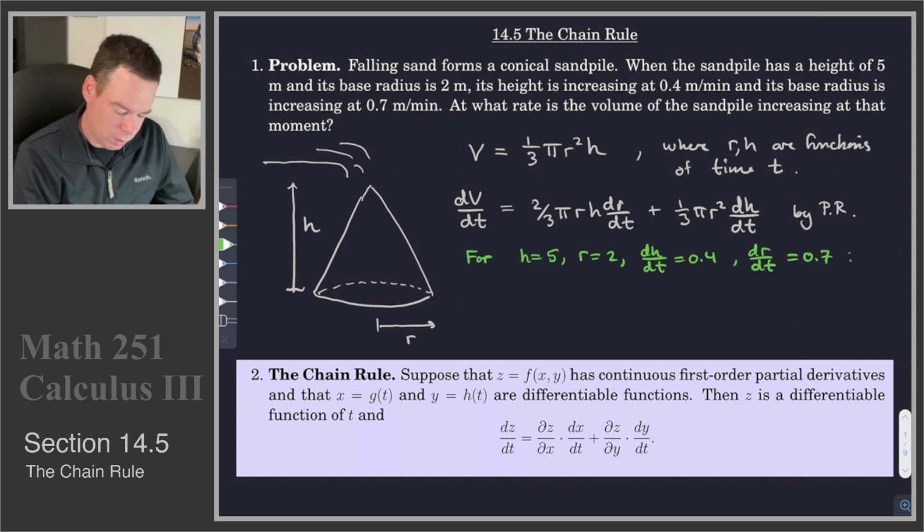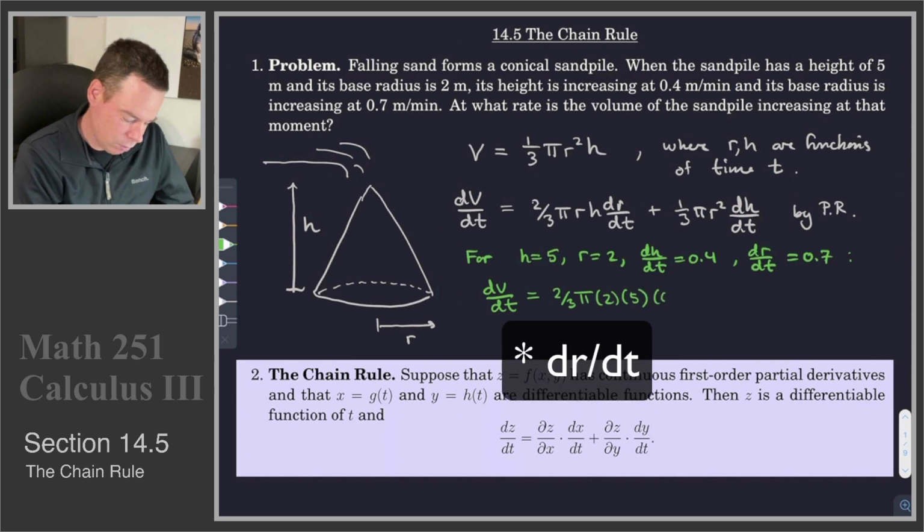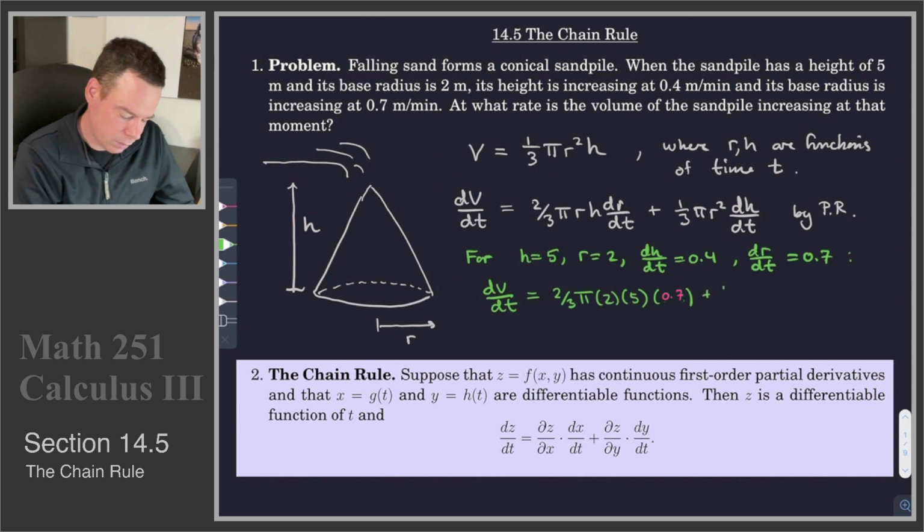For these values of our variables, we can pop those into our equation which relates our rates of change. We get that the volume is changing at a rate of 2/3 pi times 2 times h, which is 5, times dr/dt, which is 0.7, plus 1/3 pi r squared, which is 2 squared, times dh/dt, which is 0.4. Whatever that value works out to be, that's in cubic meters per minute.